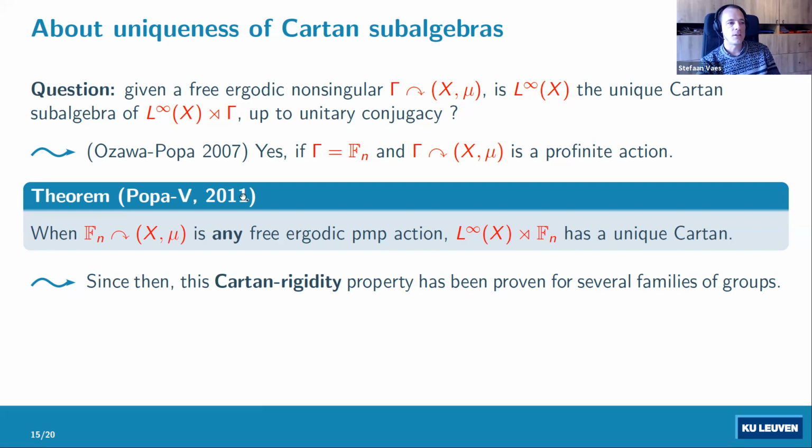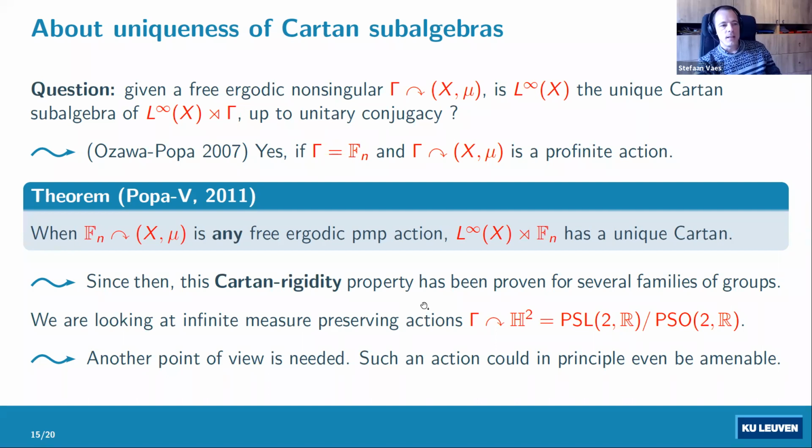Now, several years later, Sorin and I could generalize this and prove that actually when the free group acts in any way, need not be profinite, then such a cross product always has a unique Cartan subalgebra for probability measure preserving actions. And that's, of course, essential. And since then, gradually this kind of property that we coined Cartan rigidity has been proven for more and more families of groups.